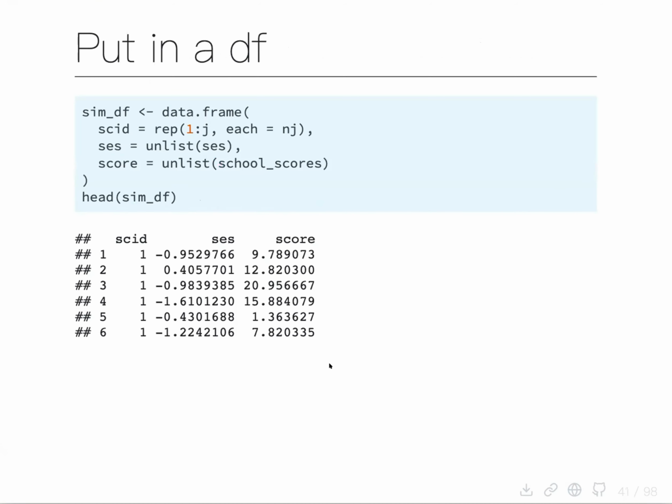Okay, then we can put it in a data frame. There's multiple ways to do this, but this is one way. And again, don't worry about the code too much. I'm trying to think about this more conceptually versus code-wise. But here we have a given school, and we have the SES scores for the students in that school, and then we have the score for the given student.